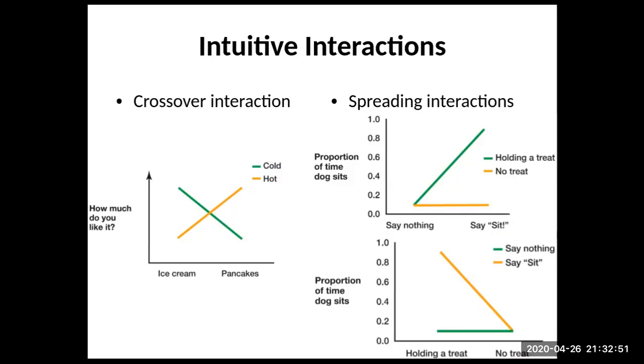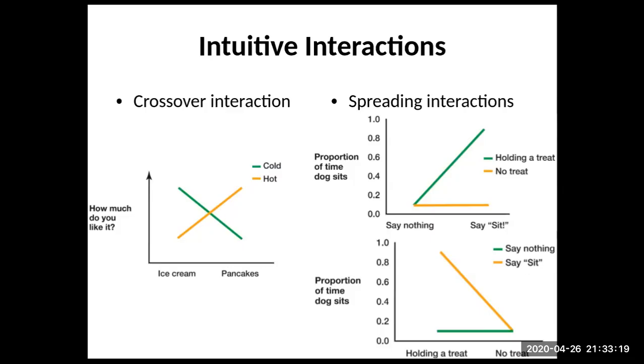Ice cream and pancakes are the two levels of that variable. The other variable is the temperature of the food. So in green, you have cold, and in yellow, you have hot. The dependent variable is a scale of how much you like it. So we could say that's a scale of maybe 1 to 7 or 1 to 4 or something like that. So your dependent variable is how much you like the food.